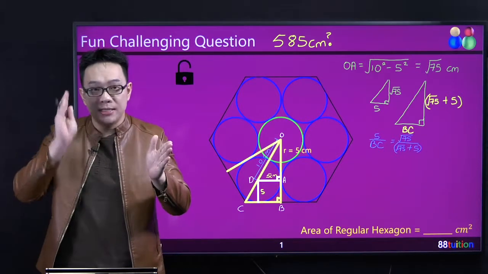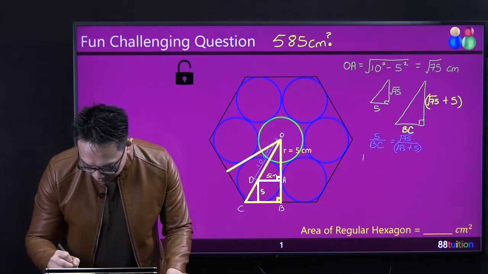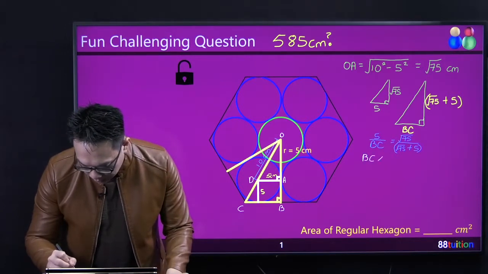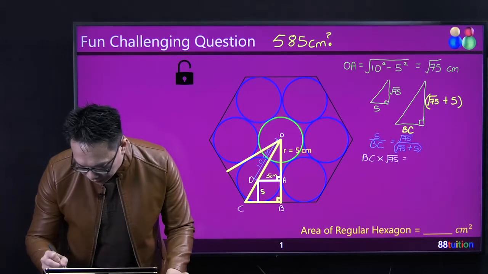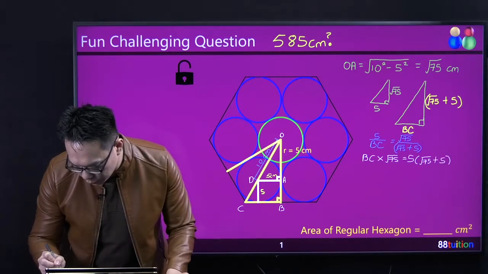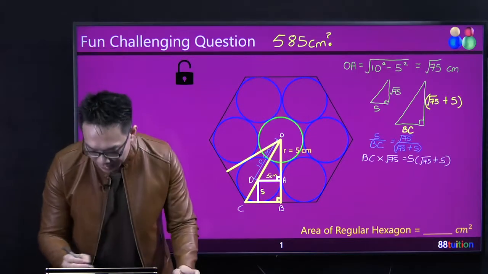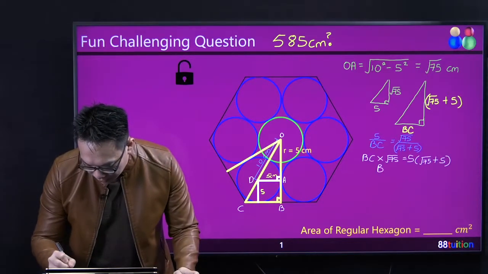Single fraction equals single fraction, cross multiply. That's what I always say. So down here I have BC times square root 75 is equal to 5 times the bracket, square root 75 plus 5. The reason for cross multiplication is to make it into one single line, easier to solve. Then I can successfully find my BC already.